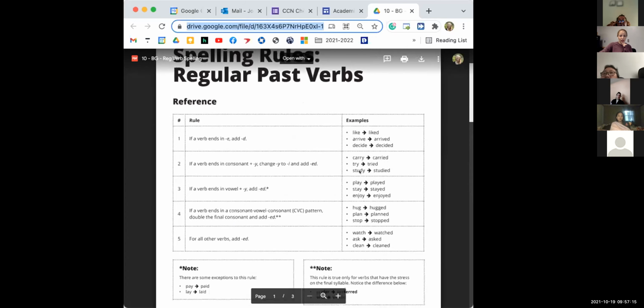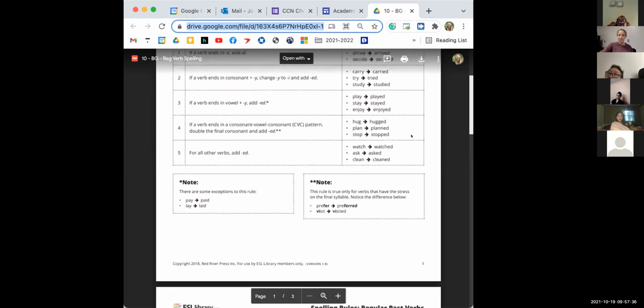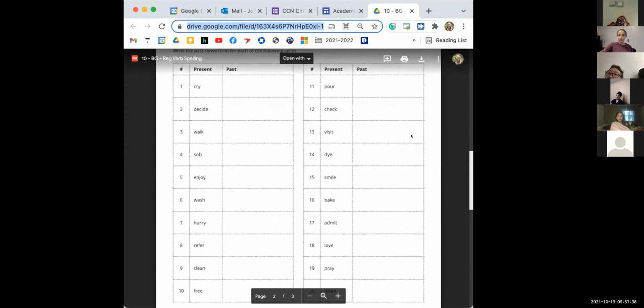Our vowels are A, E, I, O, U. And then it ends with a vowel and Y. We just add ED. Would you like to practice this in breakout rooms, or do you feel okay about these spelling rules?